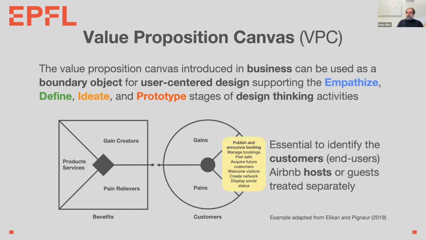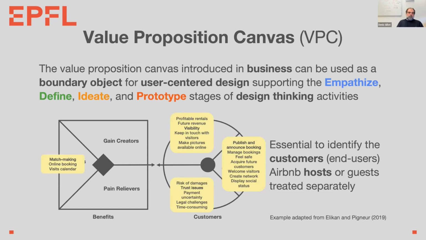So if we look at the example for the host in Airbnb, those are the things that the host would like to achieve. For example, publish an announcement for a free apartment or manage booking and so on. The typical pain such people will have is to manage payment, for example. The gain they can expect is obviously some profitable rentals. And then Airbnb provided services and products to fulfill those expectations.